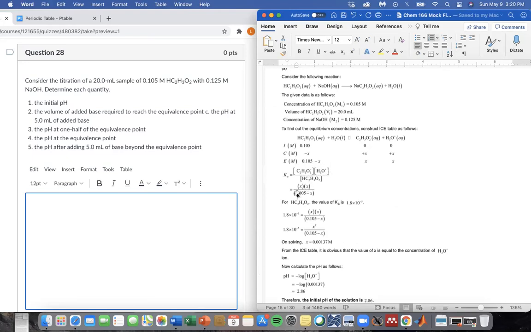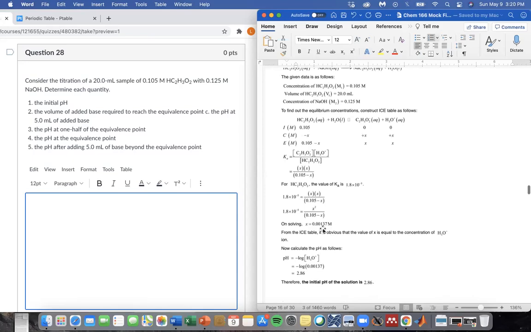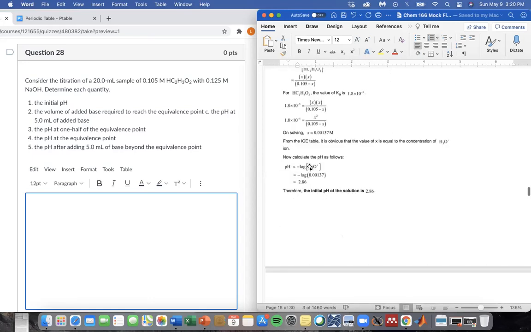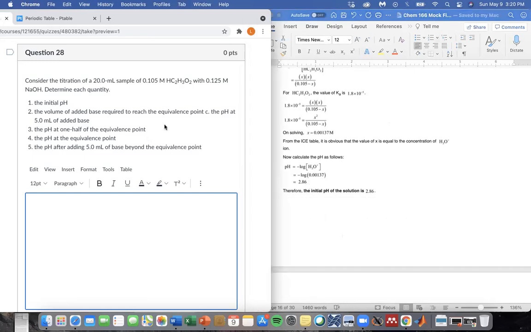You're going to do a small X approximation here, and you would get an X equal to 0.00137 molar. And so that would be your H3O plus concentration once you do the calculation here. If you plug it into a pH expression, pH equals negative log of H3O plus, you would get a pH of 2.86. And so the initial pH here would be 2.86. That's just a classic Ka weak acid calculation.